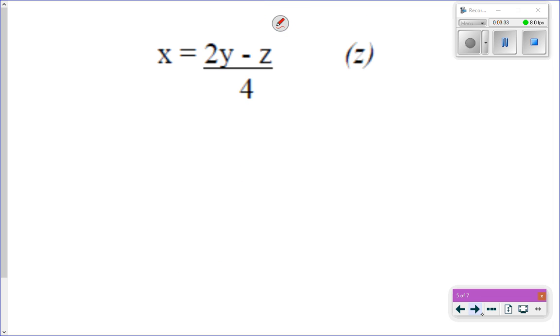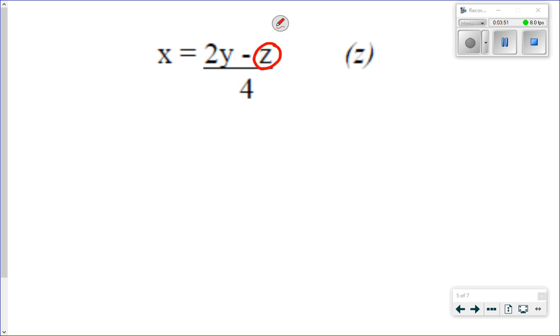Okay. Next example, I've got x equals (2y minus z) over 4. And then off to the right-hand side, I have z in parentheses. So that means that's what I'm solving for. I'm going to circle it. Now this one is set up as a fraction. The variable we're solving for is in the top.